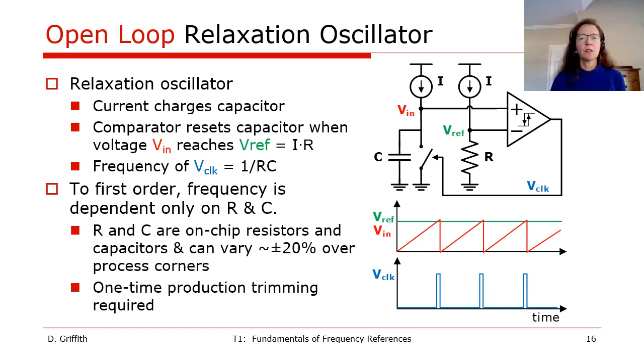However, because the resistor and capacitor are on chip, they will typically vary by 20% due to the silicon manufacturing tolerances. This means that at the very least, this architecture requires the frequency to be trimmed during production to have a frequency that's sufficiently accurate.